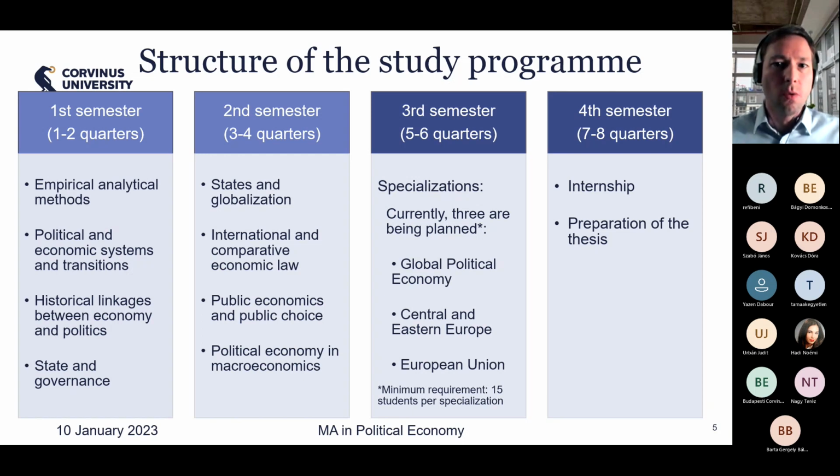The study program is divided into quarters, not semesters as such, but quarters. And this also means fewer courses in a quarter. So 2, maximum 3 courses you will study in a single quarter, but also more intensive work required from the students. The first year, so the first 4 quarters, contain the core courses of the political economy. In the first 2 quarters, so in the first semester, there's a course on empirical analytical methods, then political and economic systems and transitions, historical linkages between economy and politics. This is a more theory-oriented course, this one, state and governance.